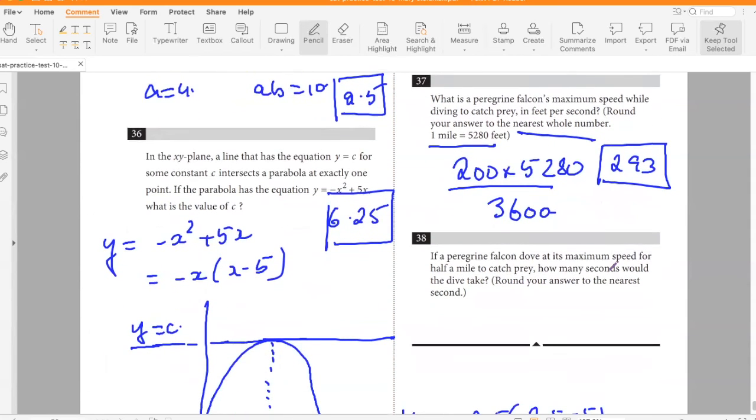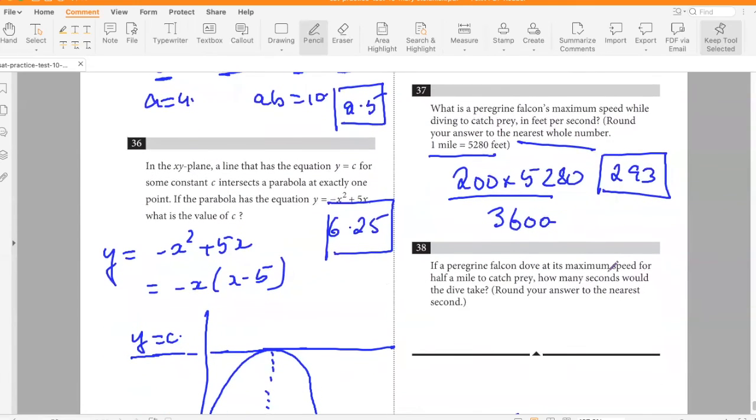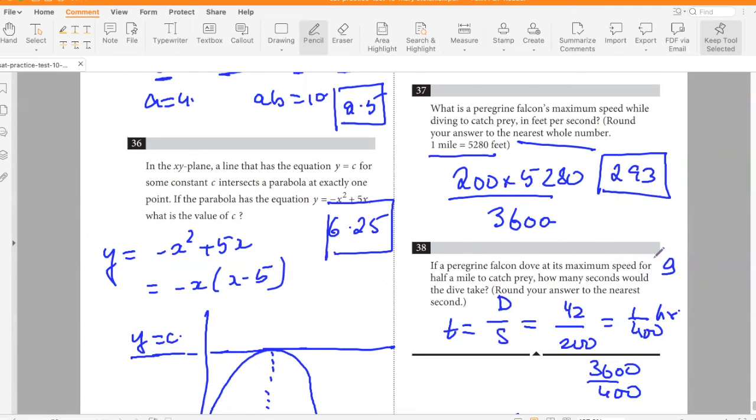If a peregrine falcon dove at its maximum speed for half a mile to catch prey, how many seconds would the dive take? Okay, so maximum speed is 200 miles per hour. So the time is distance over speed. So half a mile divided by 200. So 1 by 400 hours. And seconds would be 3600 by 400. So that's 9 seconds.